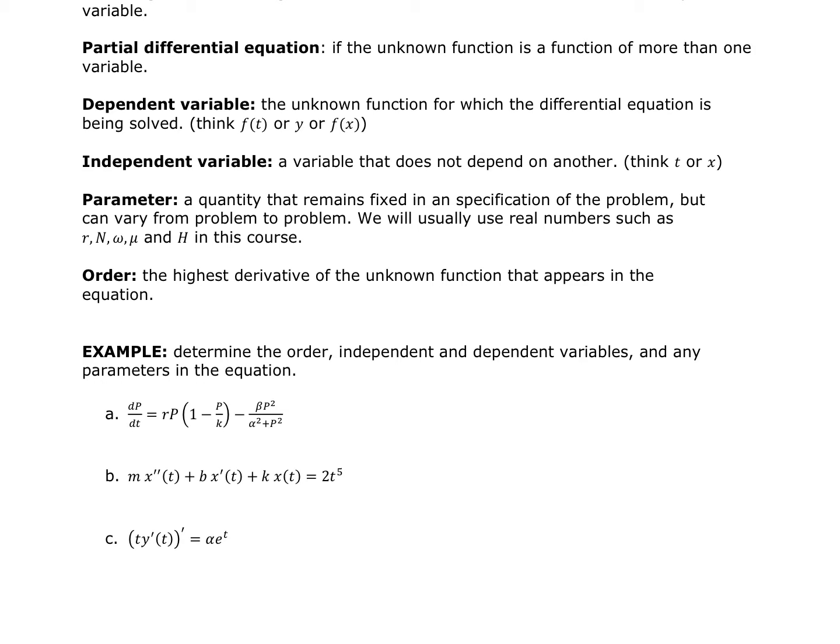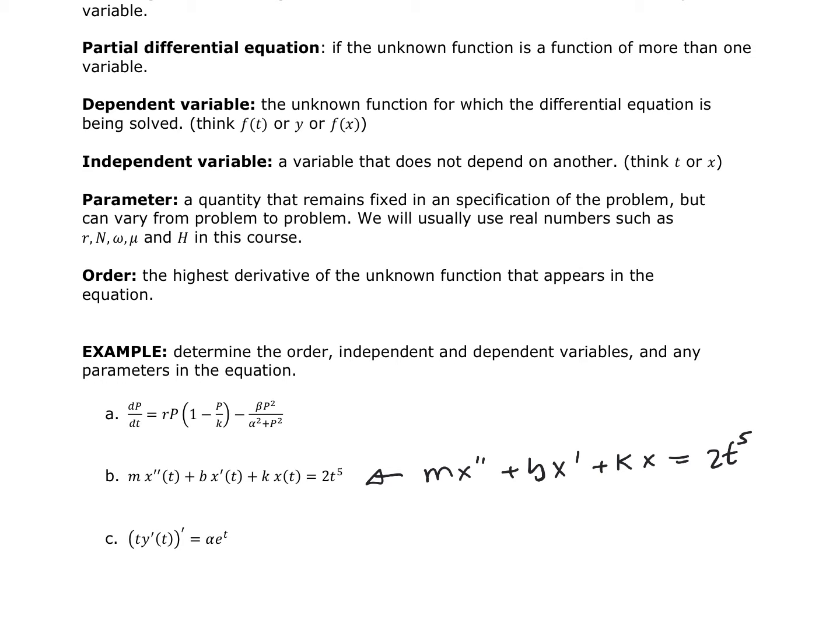By the time we get to this class, we are so familiar with y as a function of t or f of t or f of x, that when we see these x's with the primes, we don't automatically assume this is what we're talking about as a function. But really, when we see x primes, and in fact, in the homework or the book, if you've had an opportunity to open the book, you'll see this one written as m x double prime plus b of x prime plus k of x is equal to 2t to the fifth. That's what you're going to see in the book, and that's what you might see in the homework.